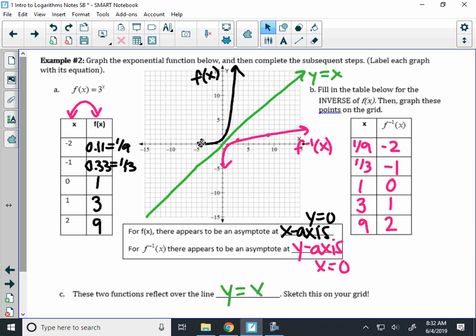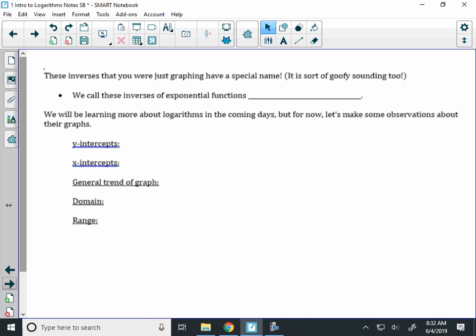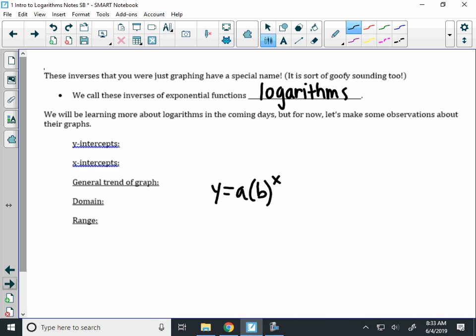Now we're going to put a name to this inverse, to this new graph that we created. So go ahead and flip your paper over once you're ready, and we'll figure out what this is. Since these inverses that you were just graphing have a special name, we call these inverses logarithms. Now, when we did inverses originally, we did inverses of lines. And the inverse of a line is a line, so that's pretty easy. Here, the inverse of an exponential function. So the inverse of these graphs that were a times b to the x is called a logarithm.